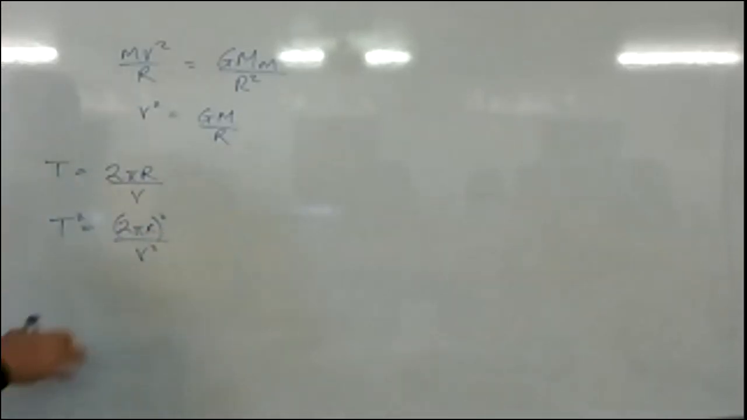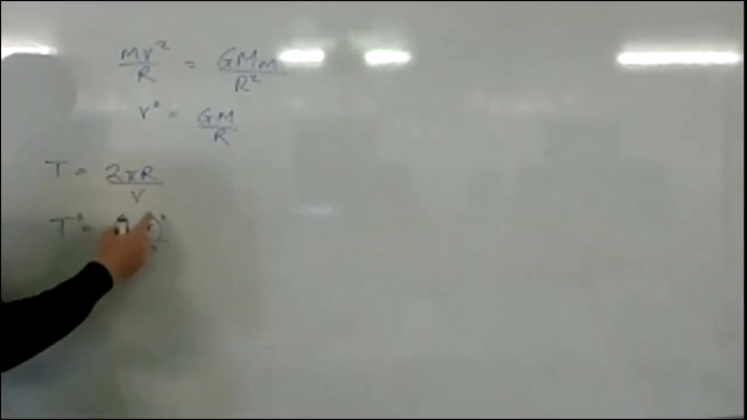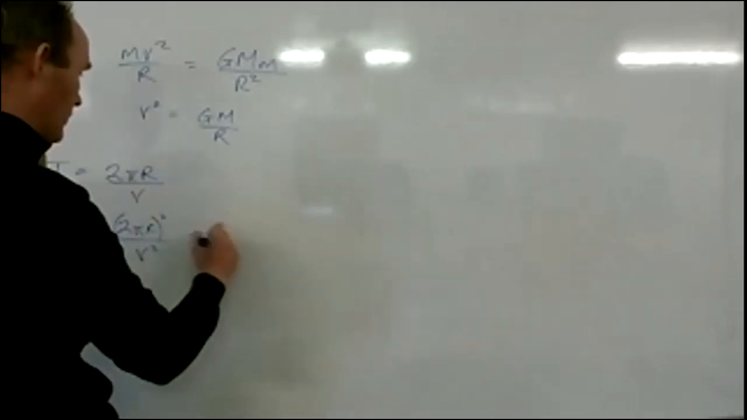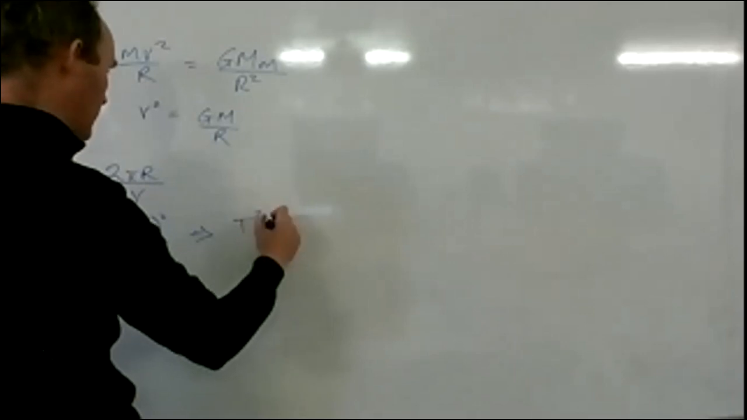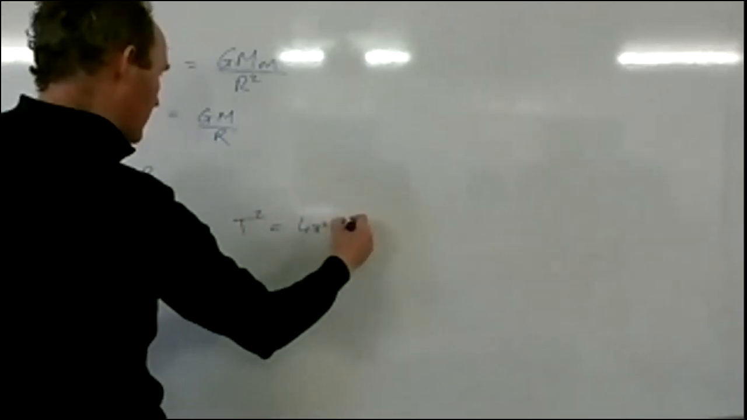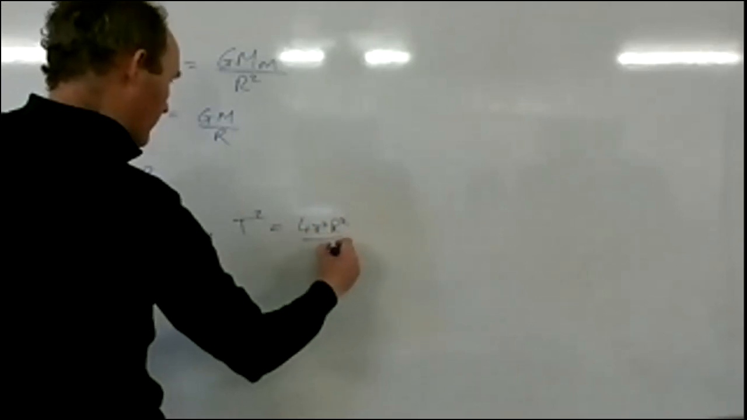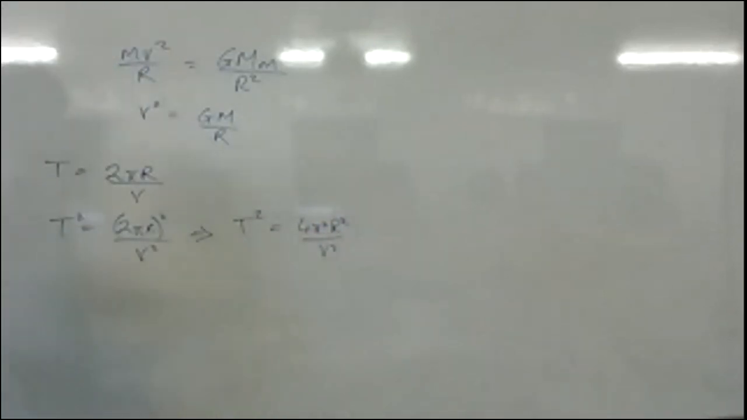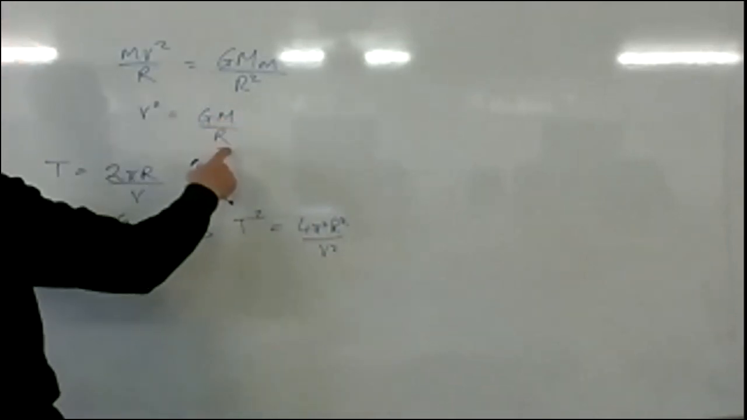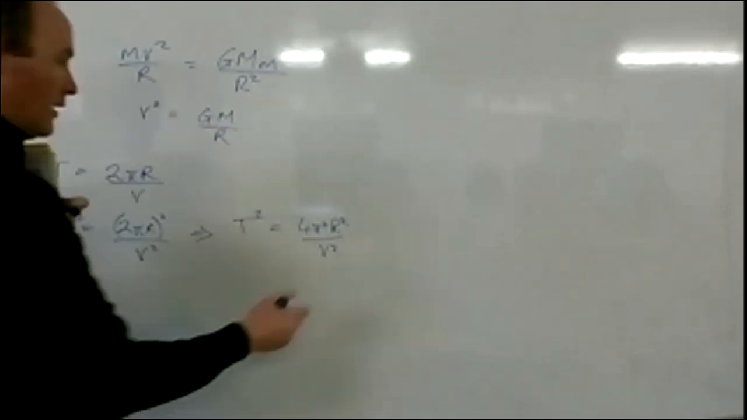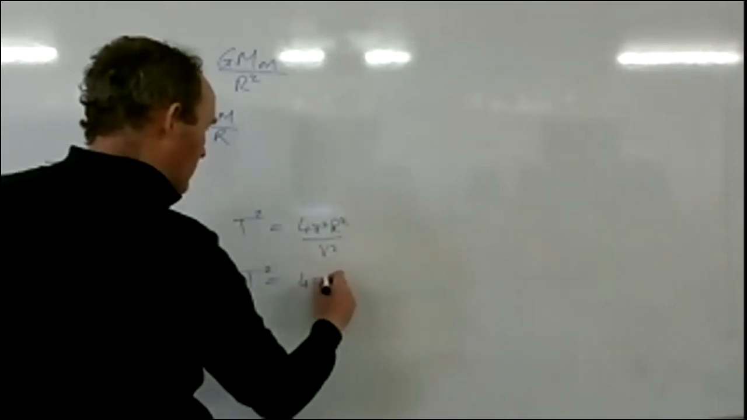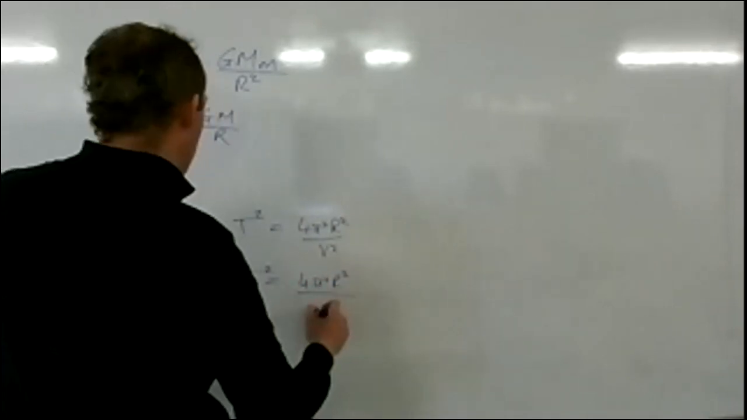So T squared equals 4 pi squared r squared over v squared. Because v squared equals G M over r, we can substitute this in. So T squared equals 4 pi squared r squared over G M over r.